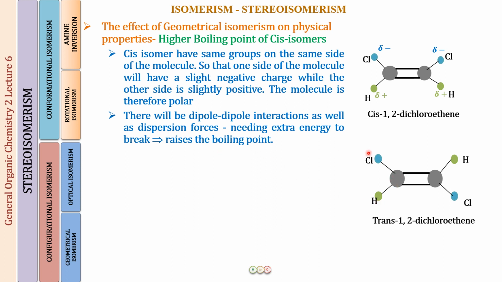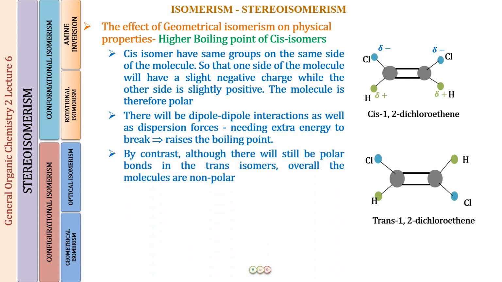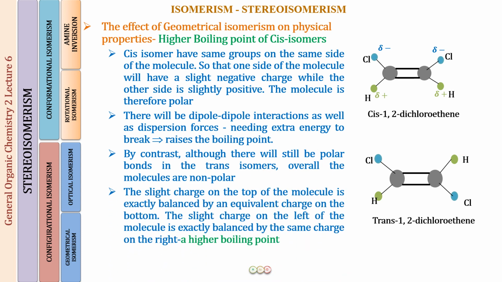If you look at the trans compound, again you are going to have polar bonds. A carbon-chlorine bond is going to be a polar bond. The partial negative charge is going to be on the chlorine atom. There will be a partial positive charge on the hydrogen, but what you will see is that the whole molecule is going to be a non-polar molecule. Why non-polar? Because the partial positive charge on the hydrogen on the top is being balanced by the partial positive charge on the hydrogen below. So these two are going to cancel out each other. Similarly, the partial negative charge on one chlorine is going to balance the negative charge on the other chlorine. They are opposite each other. So as a result, the molecule becomes non-polar.